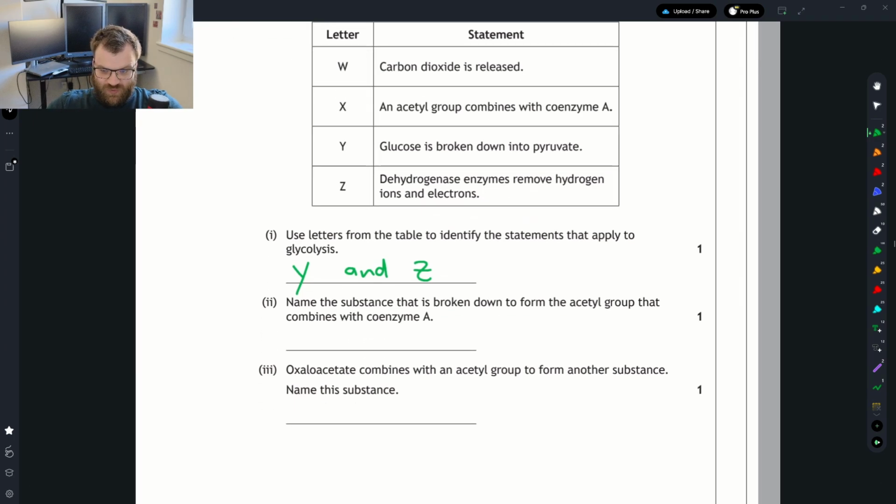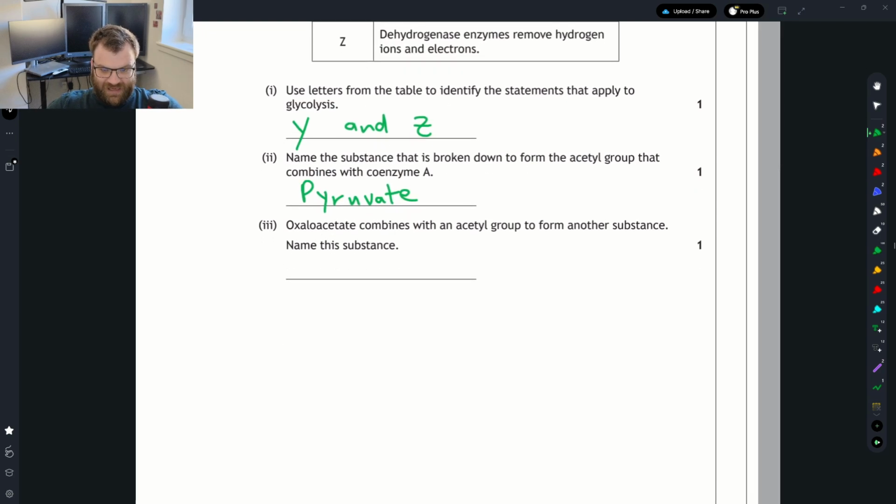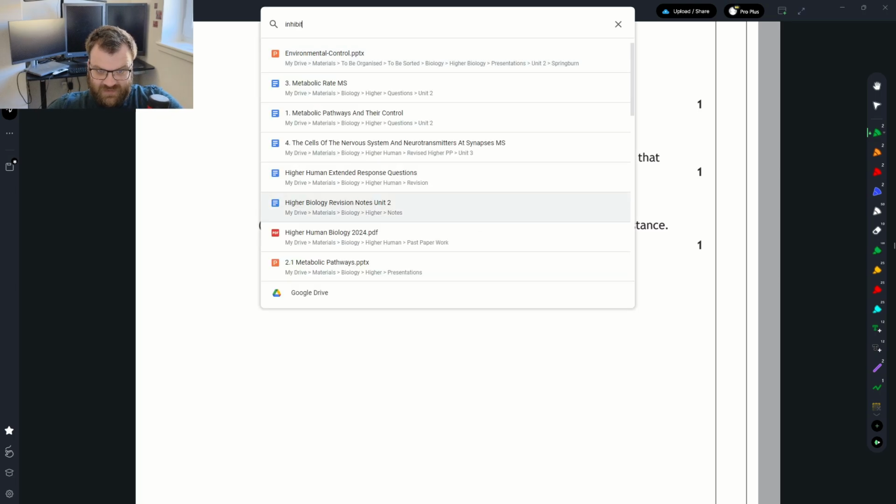Name the process that's broken down to form acetyl that binds to coenzyme A. Well, glucose goes to pyruvate, pyruvate into acetyl group. That must be pyruvate in there. Then there's oxaloacetate and acetyl joined to make citrate as our answer there.